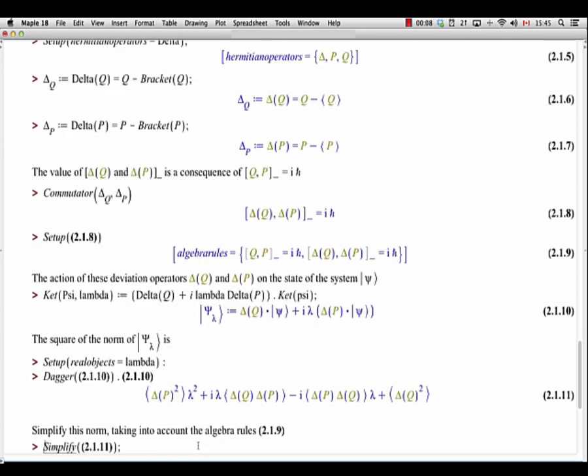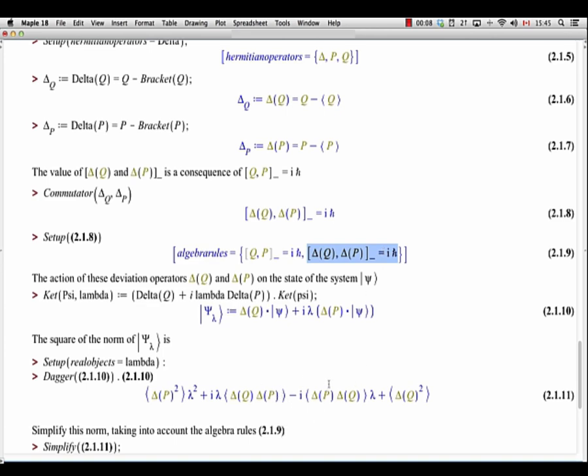This parameter is real, and we now take the square of the norm of this ket, and we obtain this relationship. Now, here we see that there is the mean value of the product of delta q, delta p, and here is the mean value of the product of delta p, delta q. Of course, these objects don't commute, but their commutator is equal to the imaginary unit times Planck's constant.